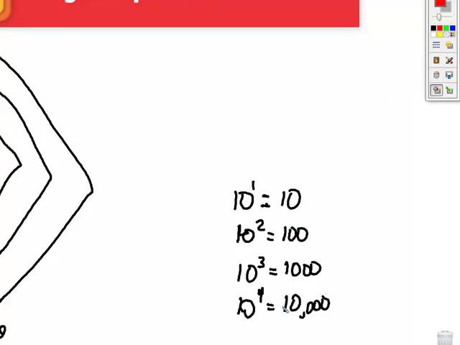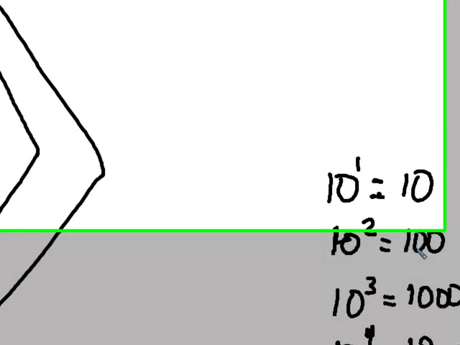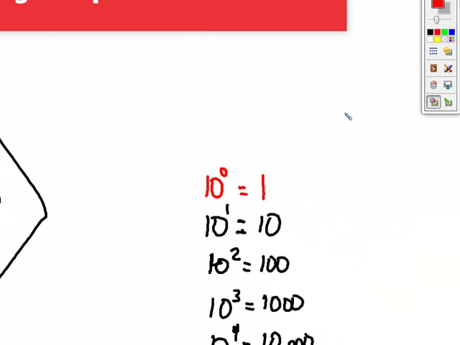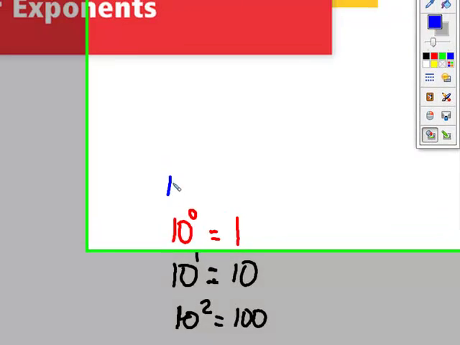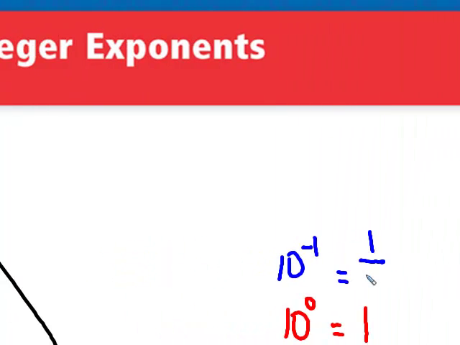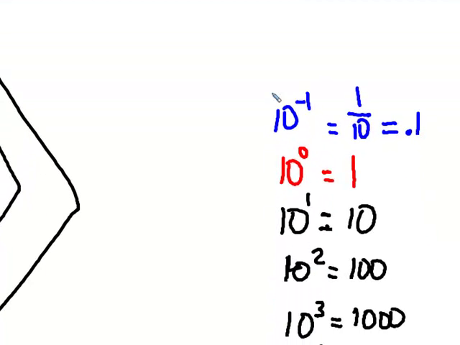So if you look at our pattern here, 10 times 10 is 100, times 10 is 1,000, times 10 is 10,000, and we can work back up. 10,000 divided by 10 is 1,000, divided by 10 is 100, divided by 10 is 10. So 10 to the 0 would be 10 divided by 10, which is 1. And then 10 to the negative 1 is 1 divided by 10, which is a tenth.